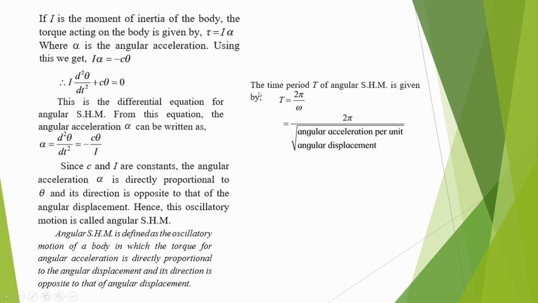Then we can write the formula for the time period of angular SHM. What is the formula for time period? T is equal to 2 pi upon omega. In that case T is equal to 2 pi under root of, where omega is replaced by angular acceleration per unit angular displacement, that is omega squared is equal to alpha upon theta. That is the formula for the time period of angular SHM: T is equal to 2 pi under root of angular displacement per unit angular acceleration.